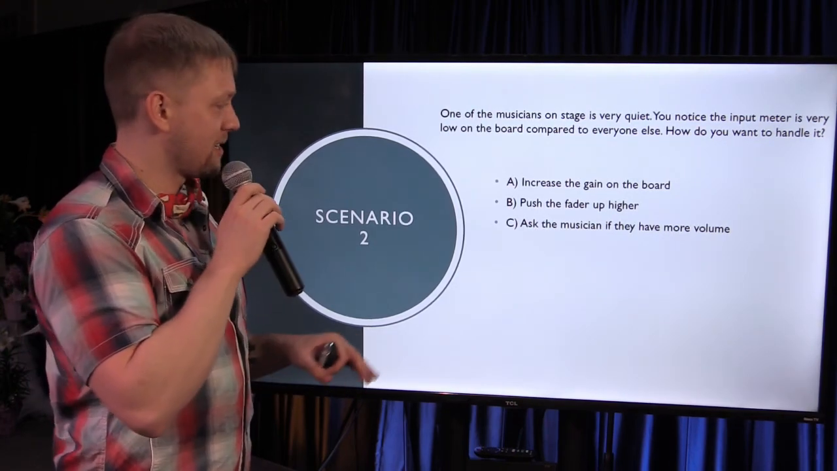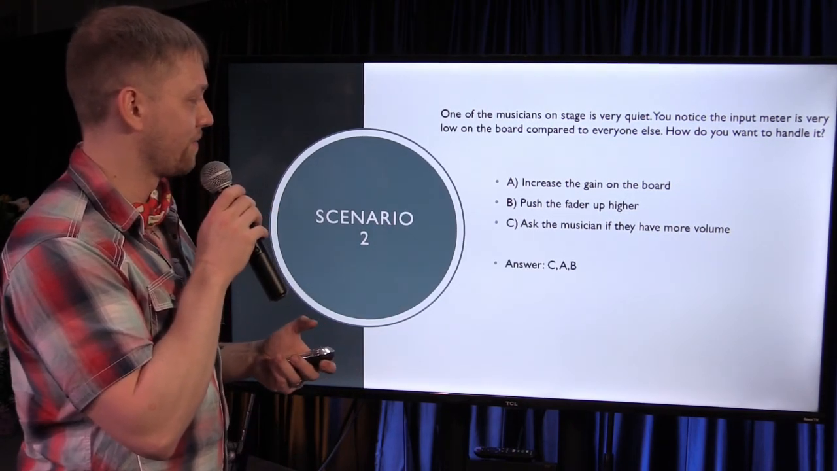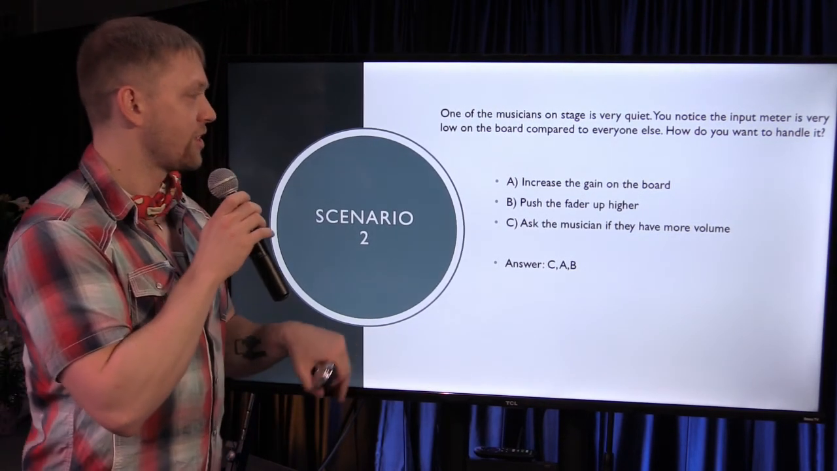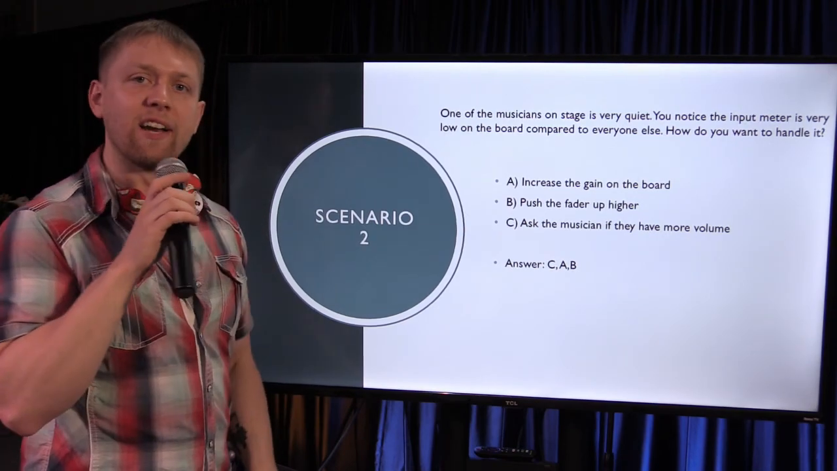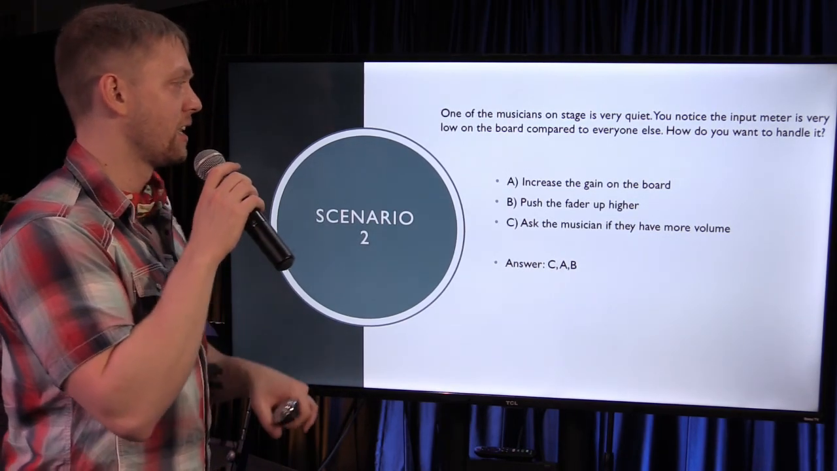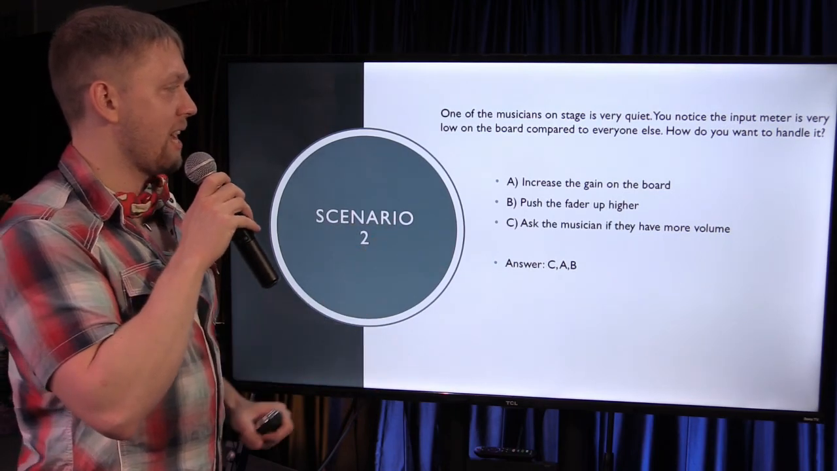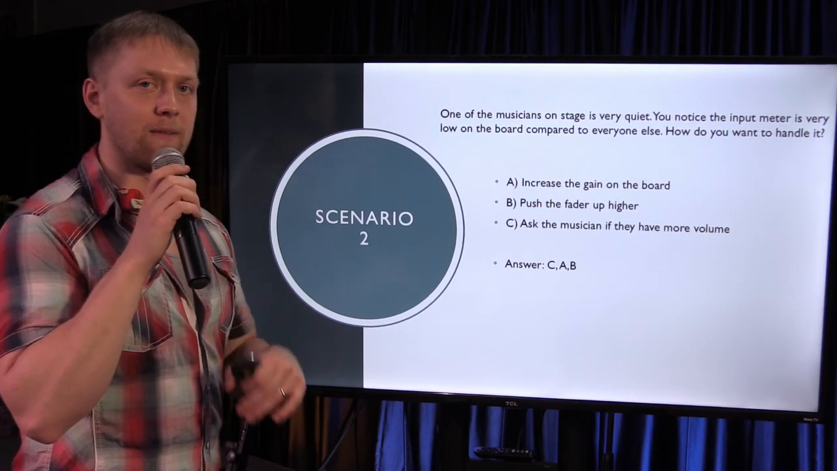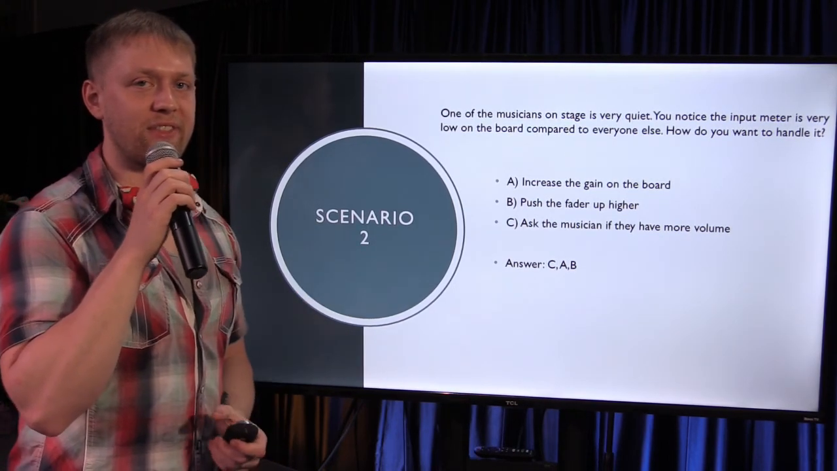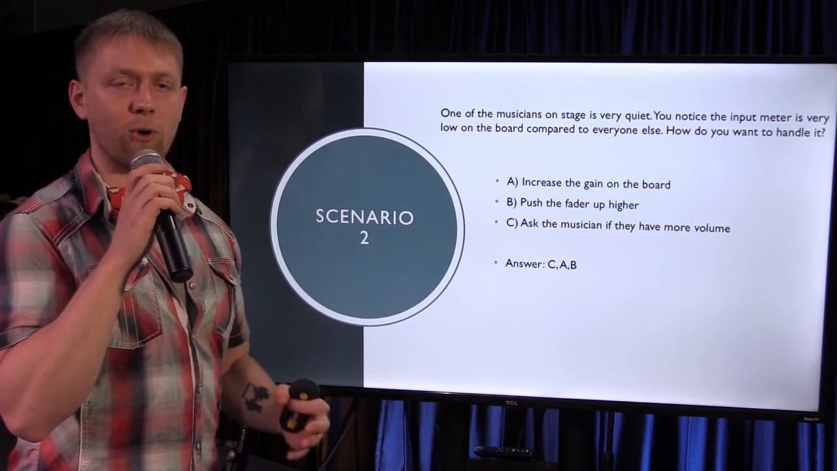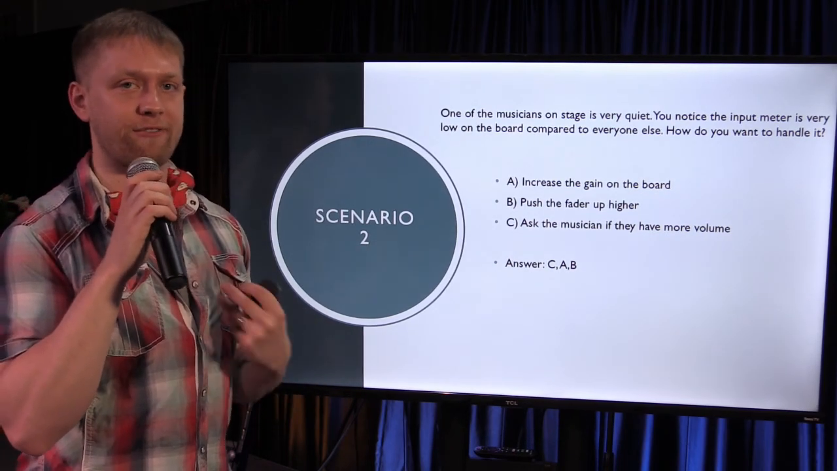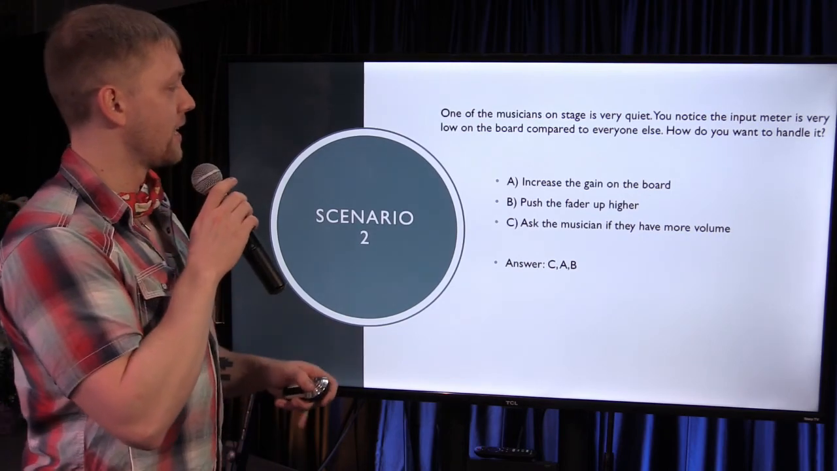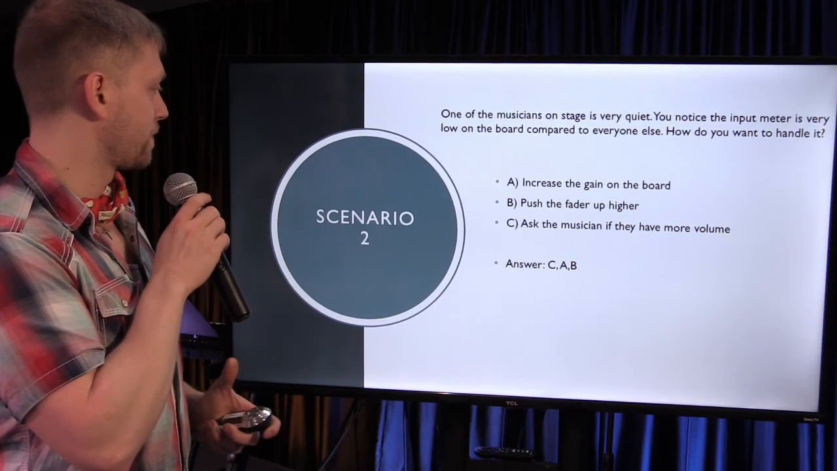Now that we've unpaused, let's come up with our answers. The answer is C, then A, then B. First, ask the musician if they have more volume, right? Fixing it at the source. Then, option A, increase the gain on the board. You remember when we talked back in section number 2, we said that the gain was the first section before everything else. We have to get the gain right first, and then finally we can move to the fader, right? So C, then A, then B.